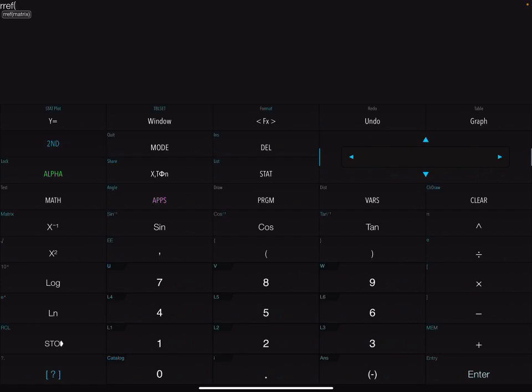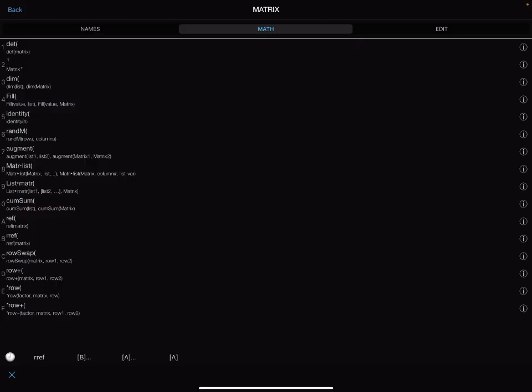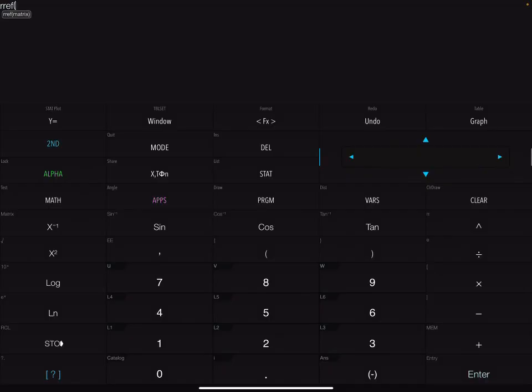I'm going to go back real quick so you can see something. There's REF and then there's RREF. You have to go to RREF, reduced row echelon form. So make sure you do that. Go back. So RREF, you see it puts RREF into the home screen, and now you have to tell the calculator what matrix you want to solve. And remember, we put our matrix in matrix B.